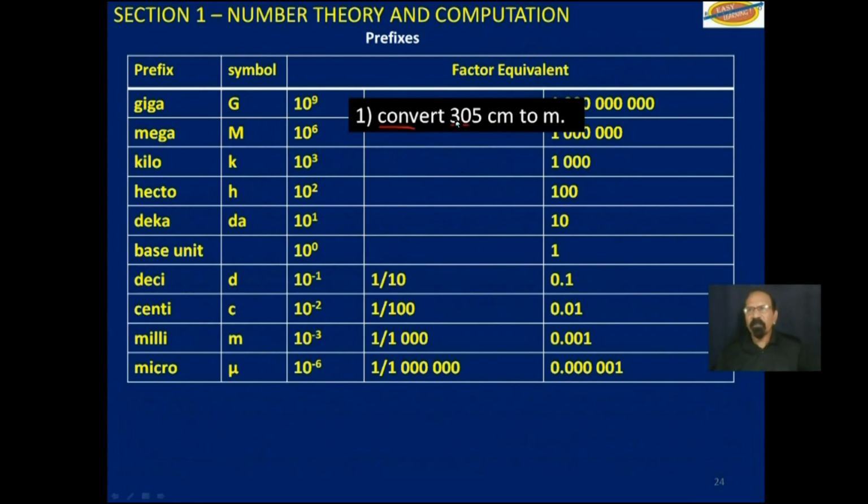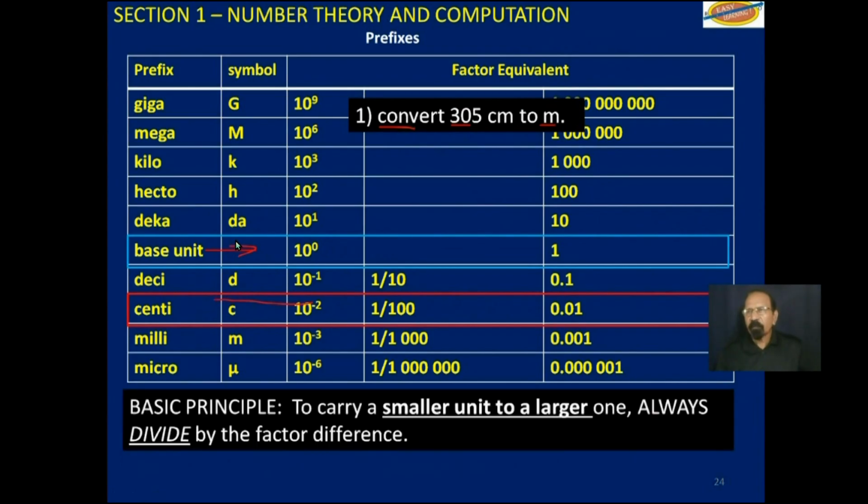Convert 305 centimeters to meters. So we are at centimeters, here, and we are going here because it's the base unit. So we are moving from a smaller to a larger. From a smaller to a larger, we will divide by the factor difference. Let's find the factor difference.